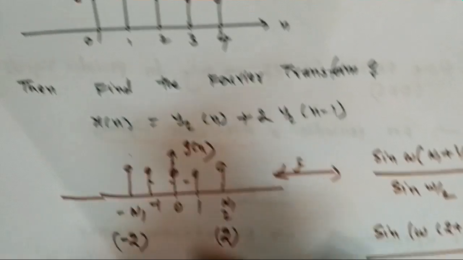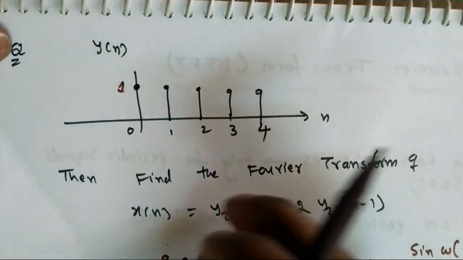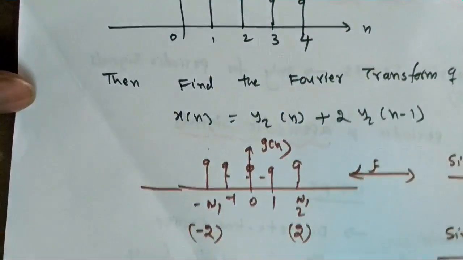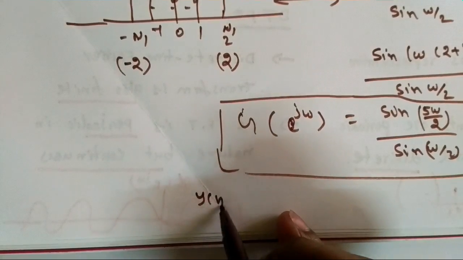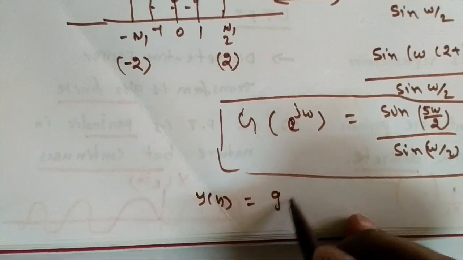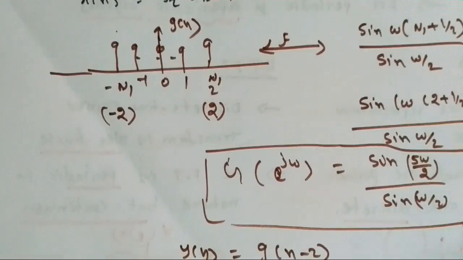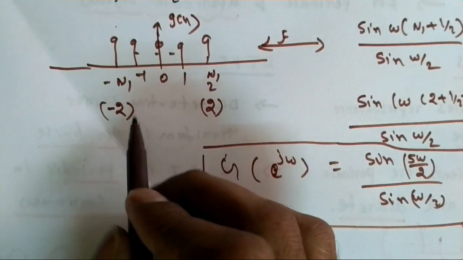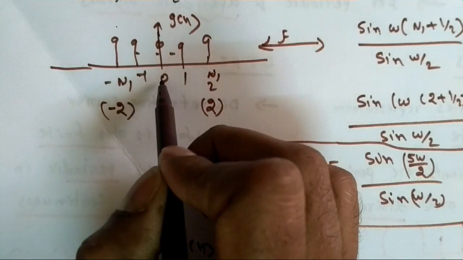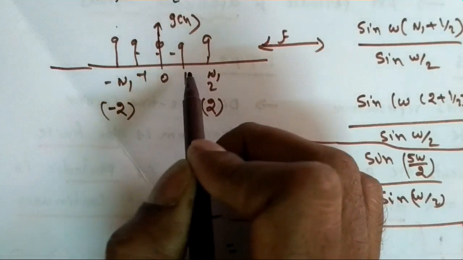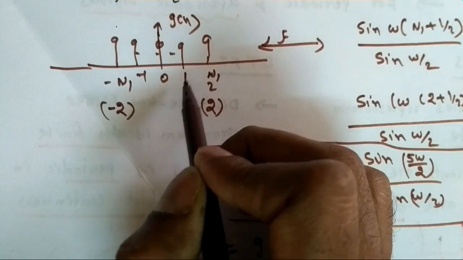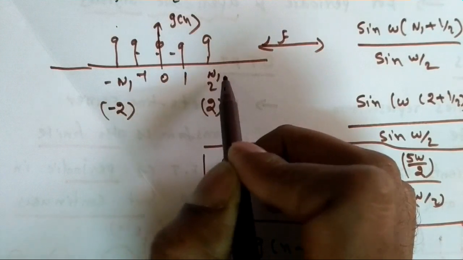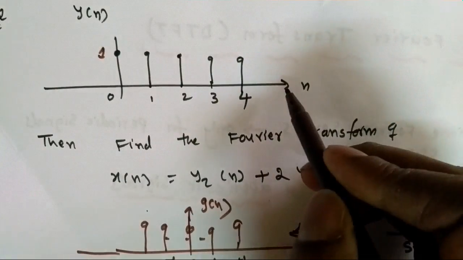Now we require y of n first, then we can find y2 of n, and 2 into y2 of n minus 1. But what is the relation between this g of n and y of n? y of n is equal to g of n minus 2. Suppose I shift this towards the right side by 2, so minus 2 plus 2 becomes 0, minus 1 plus 2 becomes 1, 0 plus 2 is 2, 1 plus 2 is 3, 2 plus 2 is 4. You will get the same as this one.